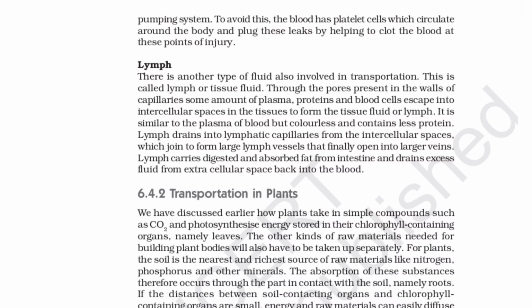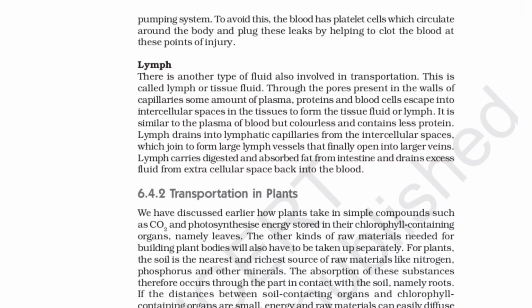Lymph drains into lymphatic capillaries from the intercellular spaces, which join to form large lymph vessels that finally open into larger veins. Lymph carries digested and absorbed fat from intestine and drains excess fluid from extracellular space back into the blood.